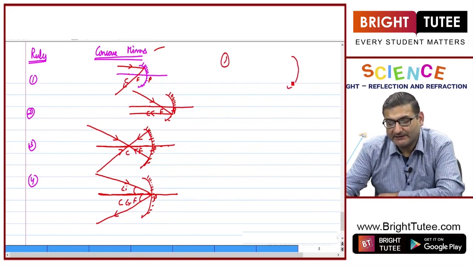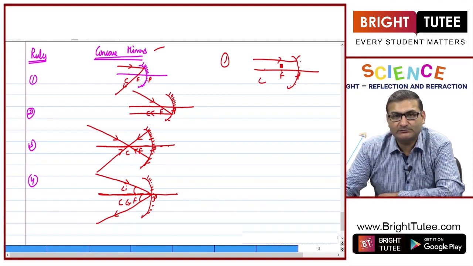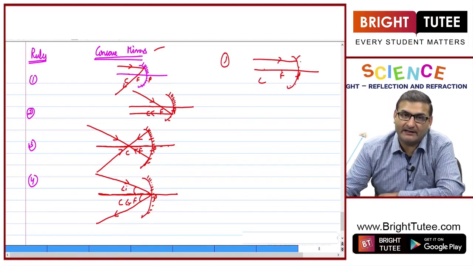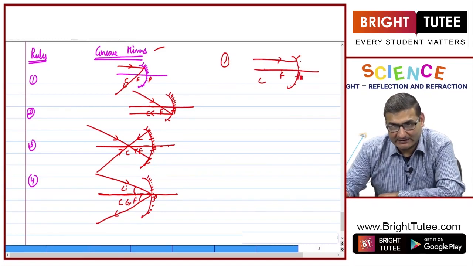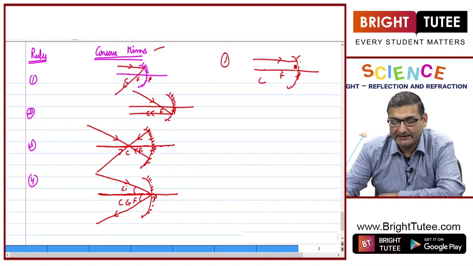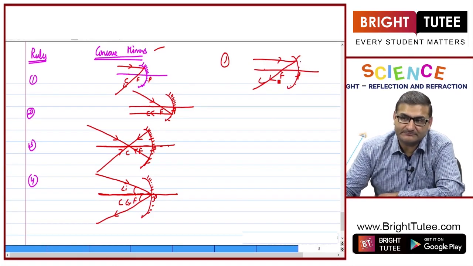Now, from the exam point of view, the first question is a 1 mark question. You may be given a particular concave mirror and a particular ray of light, and you will be asked to complete the path of the ray. So simple, if it is the first case, we are given this particular path of ray, we know the rule. What we have to do in our answer sheet is just make it and show it passing from the focus. That's it.